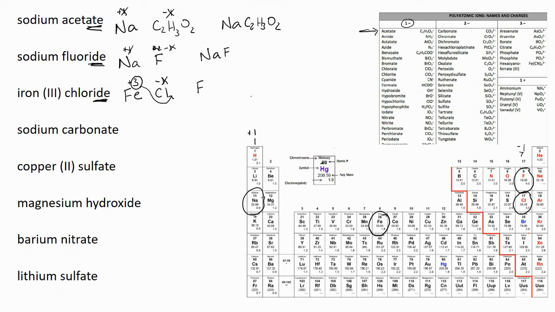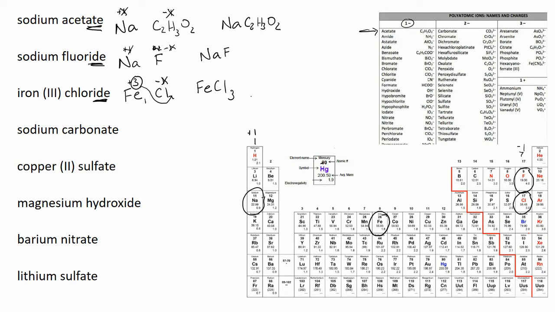So our final formula will be FeCl3. And so this switching, or this swapping and dropping method, where you can imagine a little 1 right here, but we just don't actually write it in the final formula. That's one way to think about it.